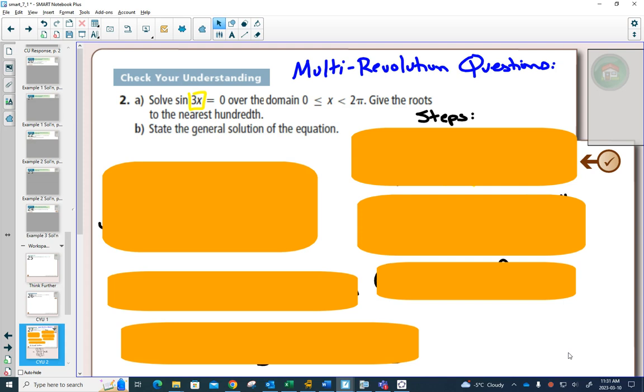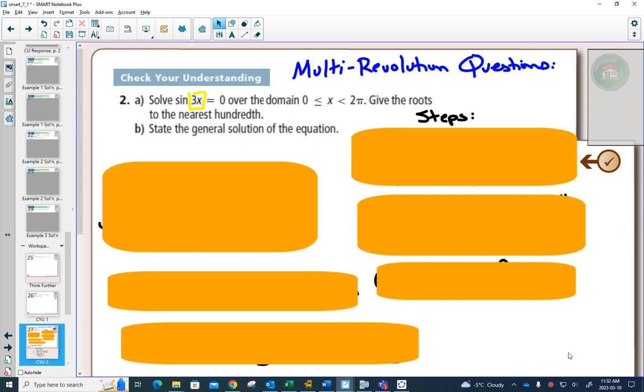Like a new type of question in Chapter 7. I call it a multi-revolution question. Sometimes in harder questions, if you give them a name, it makes them easier to remember the steps. If you Google multi-revolution questions, I made this up. I don't think anybody else uses these words. It's just something that I call it. And we'll see why I call it this, and it will help us remember the steps for a multi-revolution question.